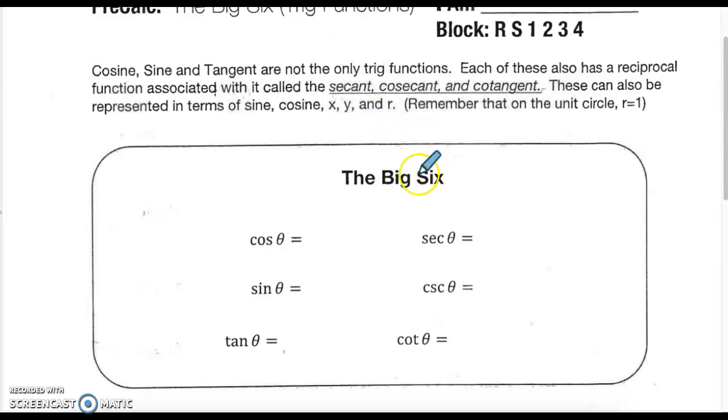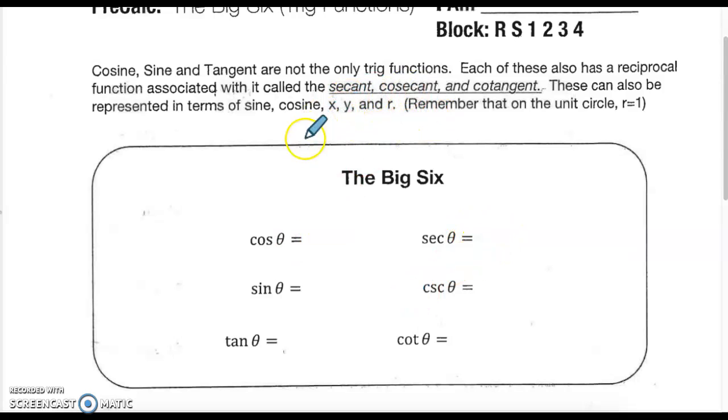Alright, so today we're going to add a few more trig functions to the cosine, sine, and tangent that we already are familiar with. These are reciprocal functions, which literally just means secant is the reciprocal of cosine, cosecant is the reciprocal of sine, and cotangent is the reciprocal of tangent, which just means whatever answer you would get for cosine, you would flip to get an answer for cosecant.